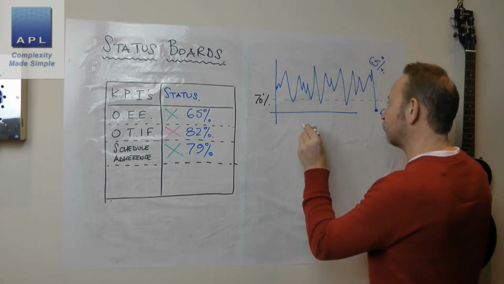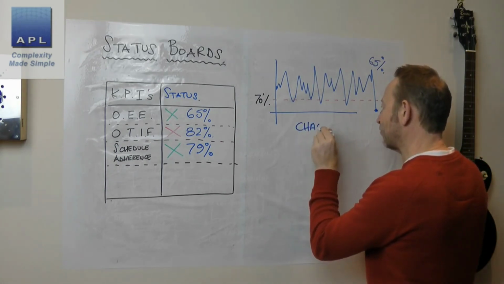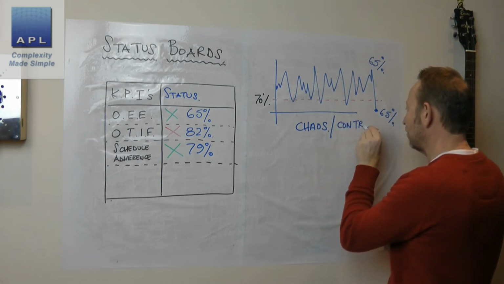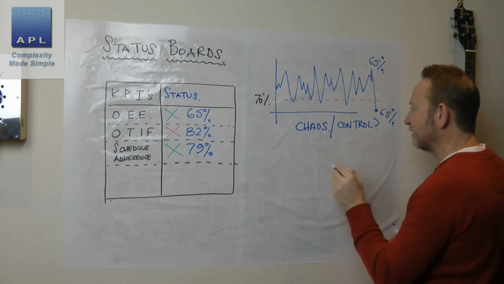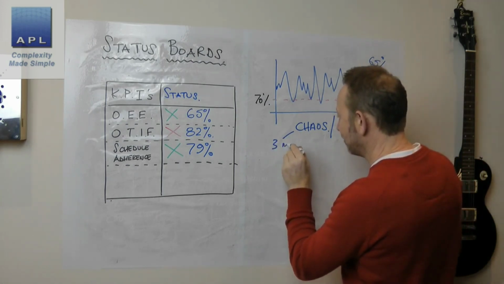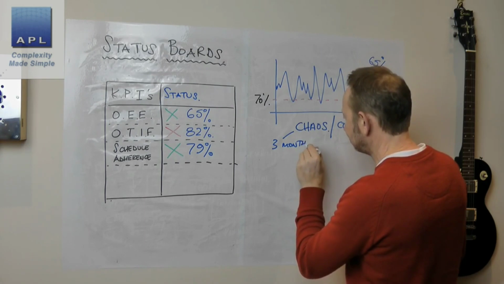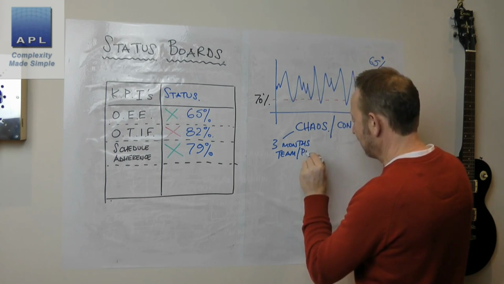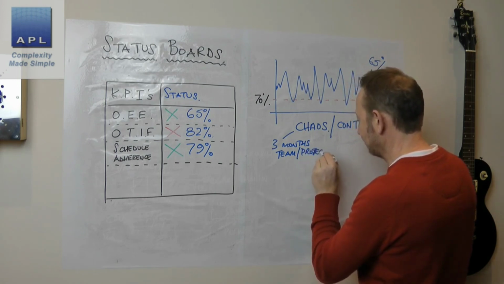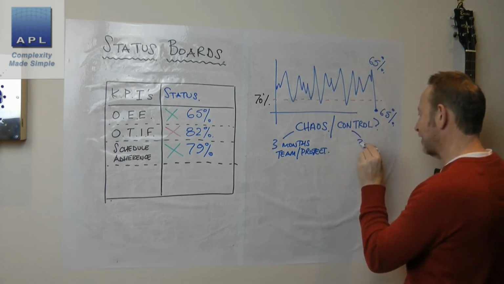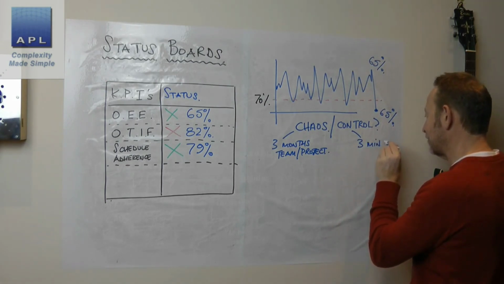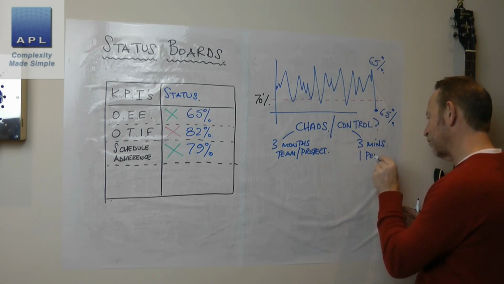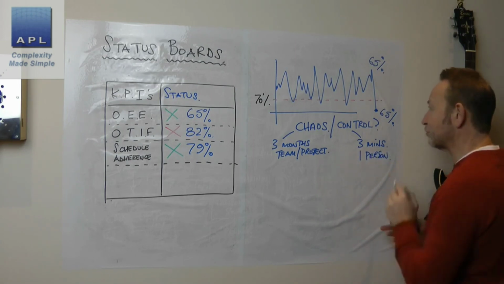When the status goes red, you have to ask the question, am I in chaos or control? Chaos will take 3 months to fix. It needs a team and a project. Control, on the other hand, could take 3 minutes to fix. It's very quick. Usually, one person can sort that out.